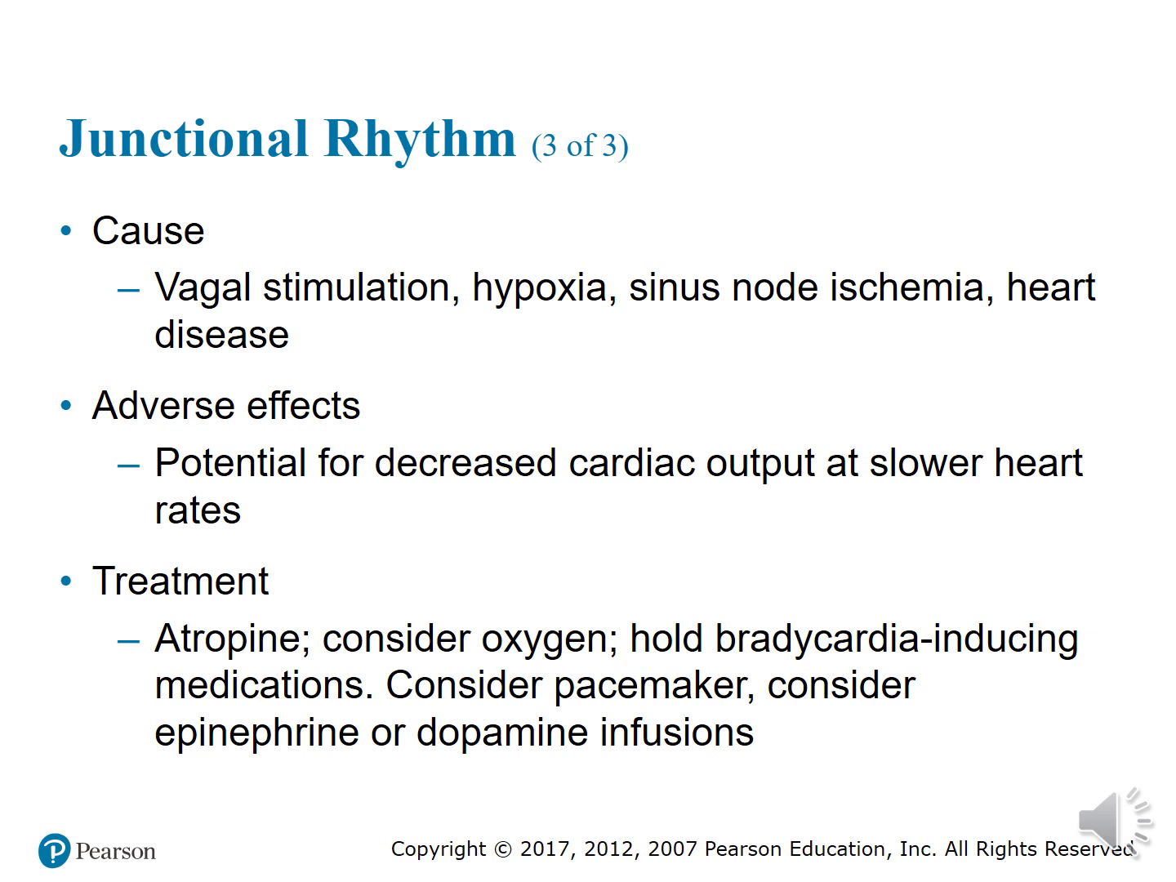Treatments that are used to correct junctional rhythms are atropine, oxygen, and holding bradycardia-inducing medication. Some might be considered for a pacemaker. You also might be giving an infusion of epinephrine or dopamine.